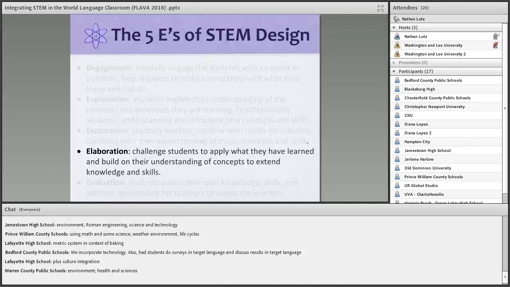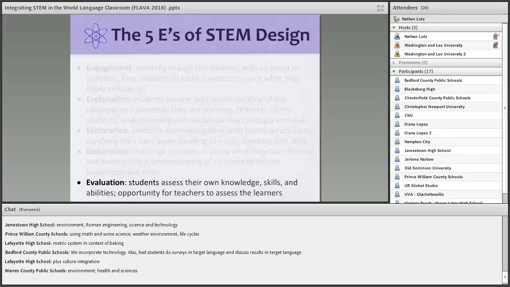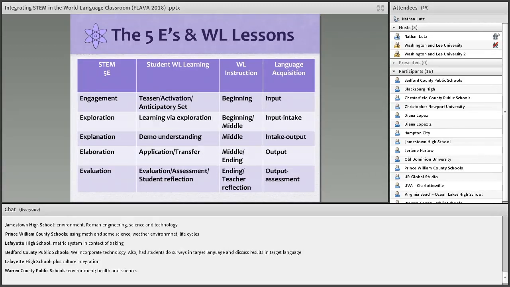The next phase is elaboration, in which we challenge students to apply what they have learned and build on their understanding of concepts to extend knowledge and skills. And then finally, evaluation. Students assess their own knowledge, skills, and abilities, and it's an opportunity for teachers to assess the learners. Well, these 5 E's happen to match up very nicely with what we use as far as our lesson plan format in my world language program.